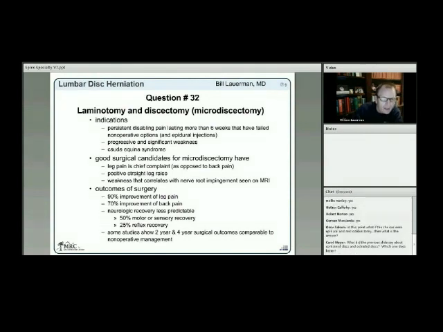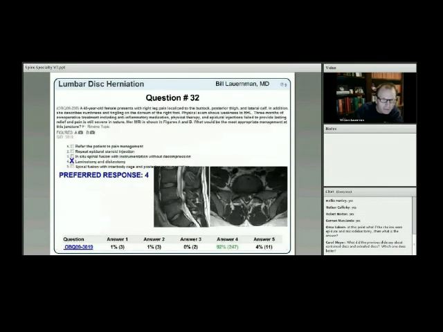And again, it highlights that at 2 years and certainly at 4 years, the surgical outcomes and the non-surgical outcomes are about the same. So in this patient, the preferred approach after 3 months of not getting any better is a laminotomy and discectomy. If the patient didn't want surgery, could you refer to pain management? Could you do epidural steroids? You could. But the preferred approach at this point would be laminotomy and discectomy.